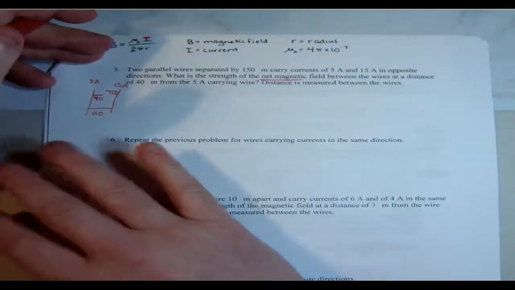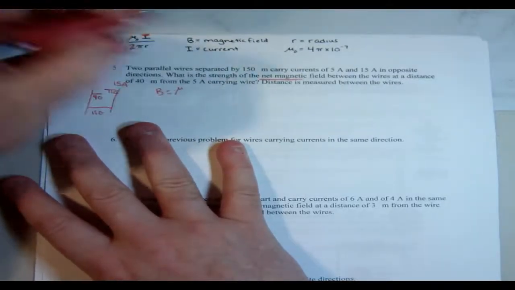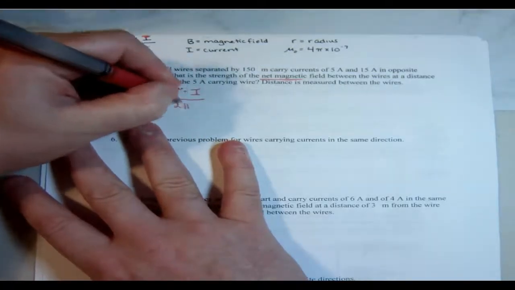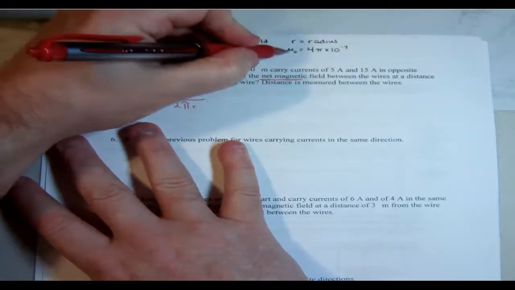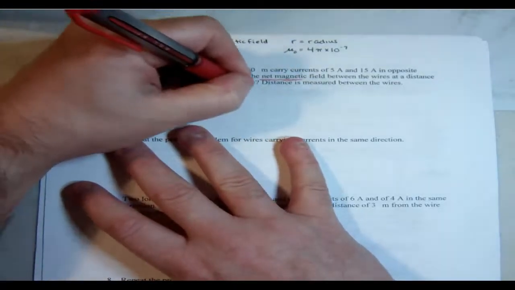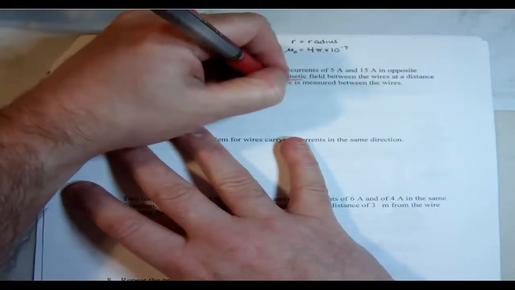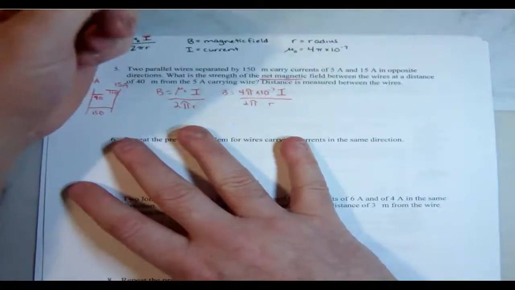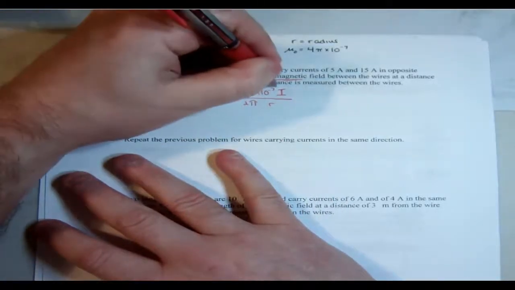So, first thing I'm going to do is write my formula. Field equals mu times amps divided by 2 pi radius. Now, we know that this symbol, they tell us over here, stands for 4 pi times 10 to the minus 7. So let's rewrite it. Field equals 4 pi times 10 to the minus 7 times amps over 2 pi times radius, right? So all this breaks down into this.